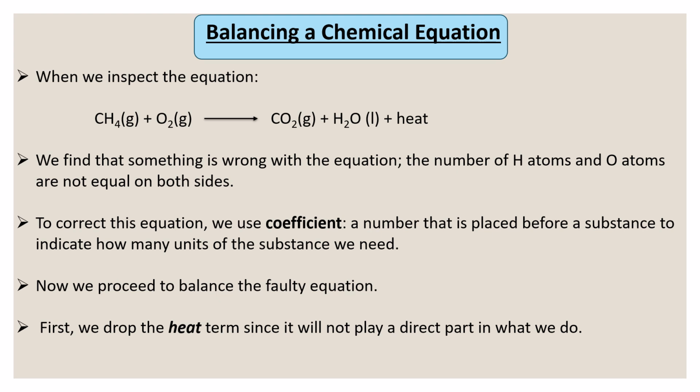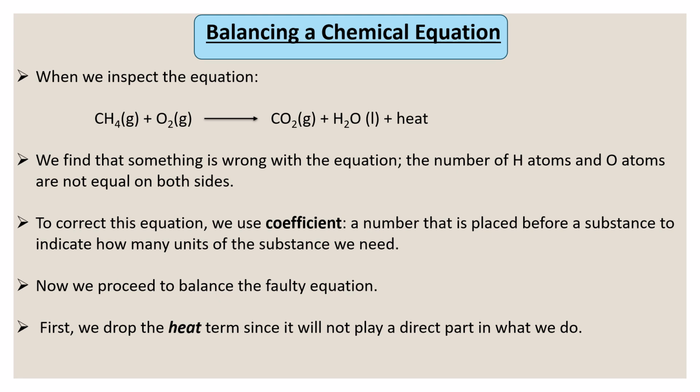Now we learn how to balance a chemical equation. When we inspect the equation CH4 gas plus O2 gas, arrow, CO2 gas plus H2O liquid plus heat, we find something wrong with the equation. The numbers of hydrogen atoms and oxygen atoms are not equal on both sides. To correct this equation, we use coefficients. A coefficient is a number that is placed before a substance to indicate how many units of the substance we need.